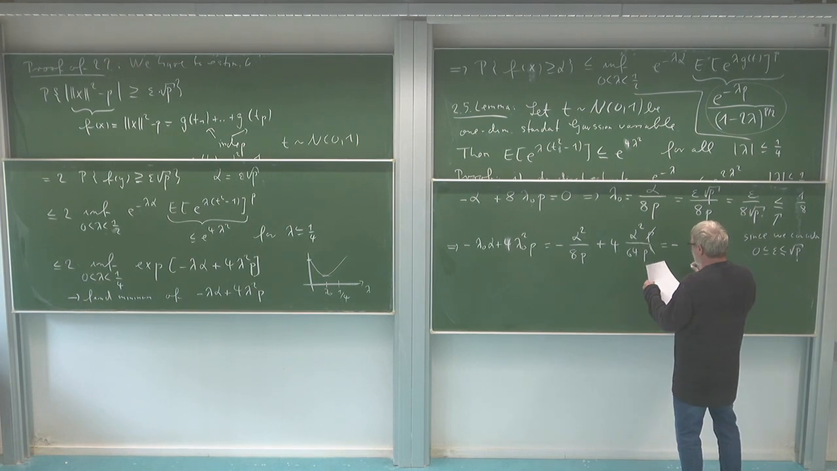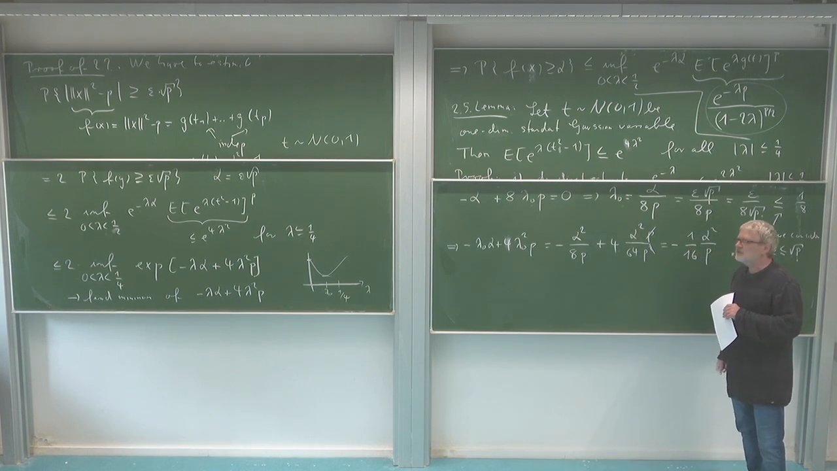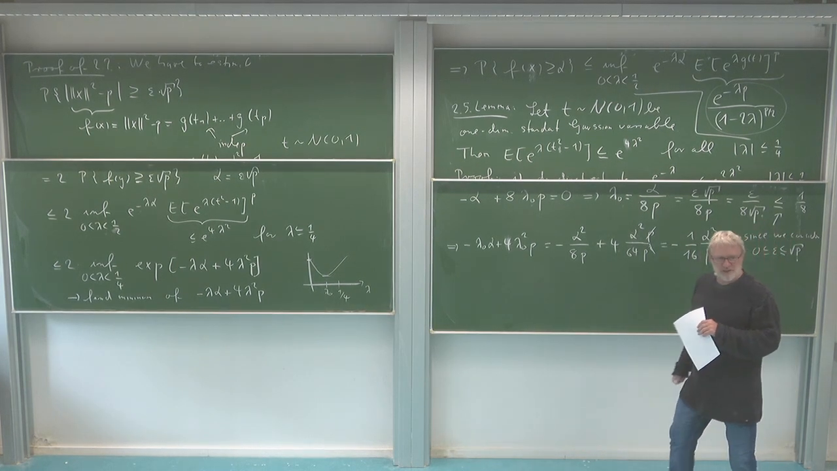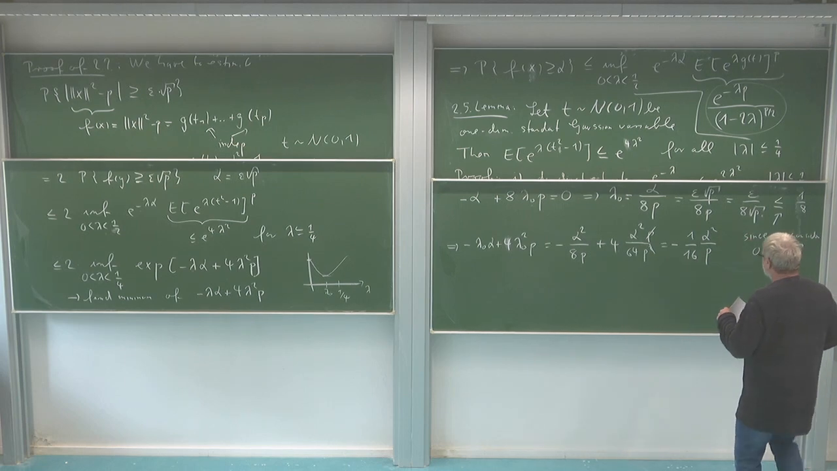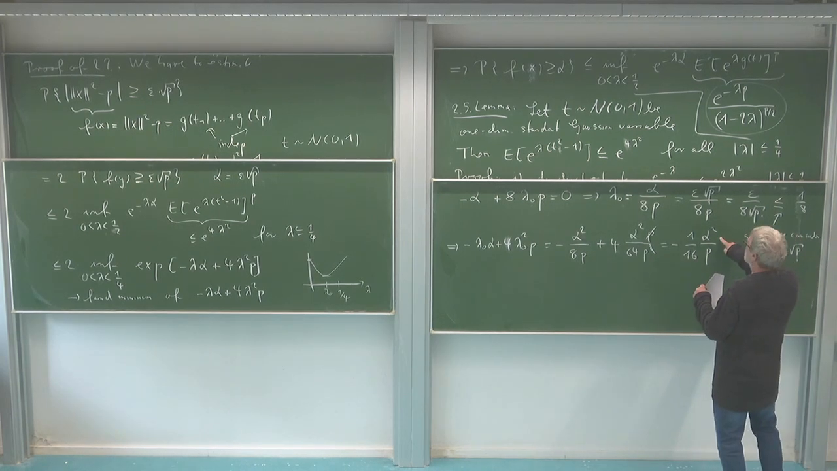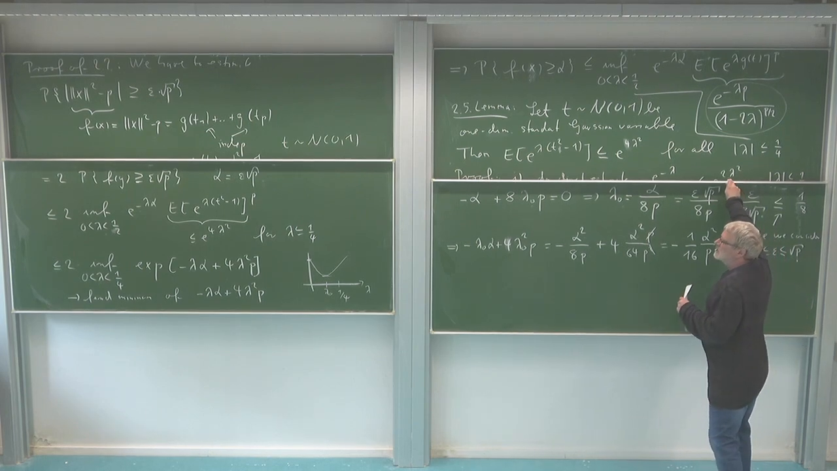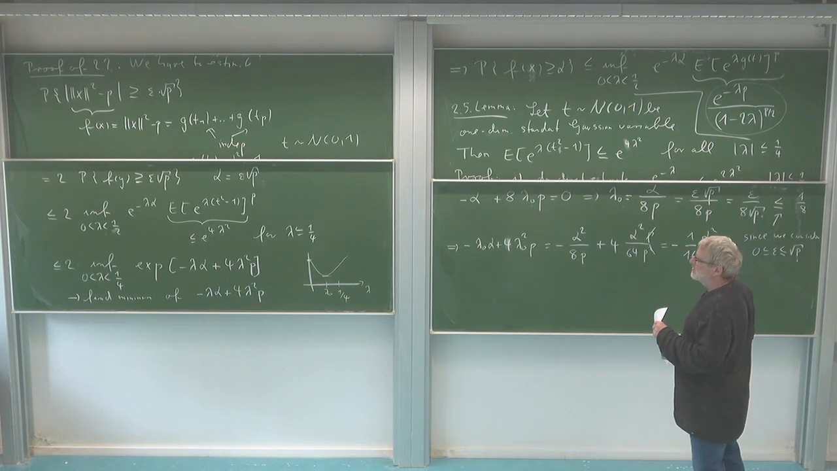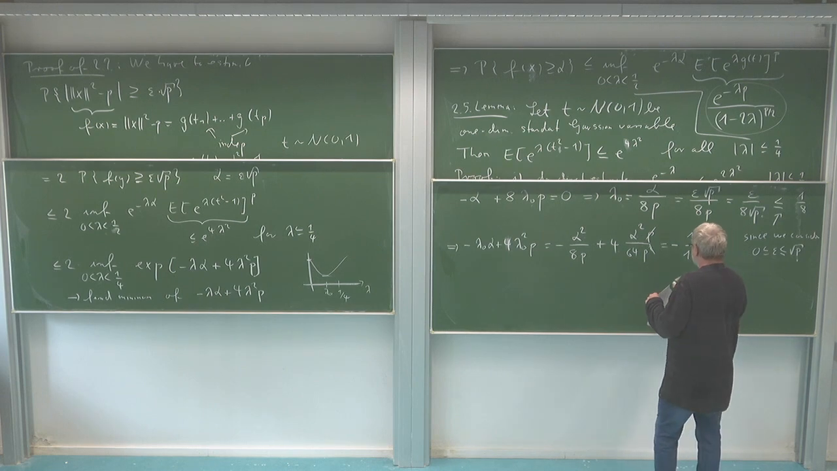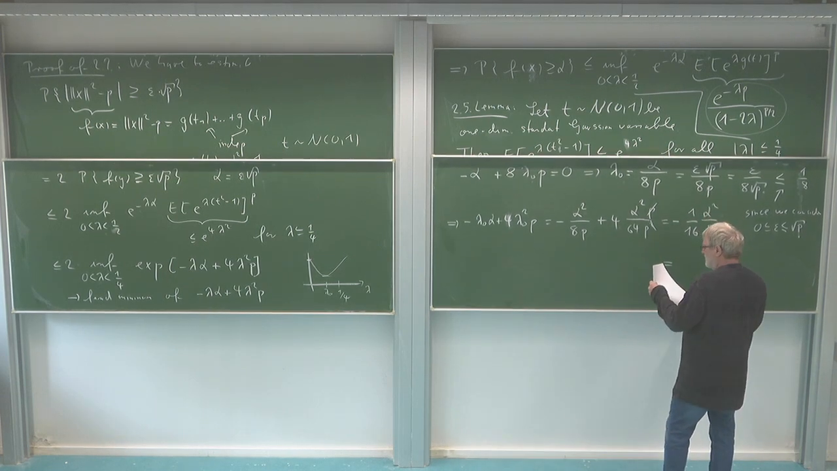Huh? So I'm really back to minus 1 over 16. Oh, okay, so maybe this was the better calculation. Okay, and now of course, I plug in for alpha. That was epsilon times square root of p.